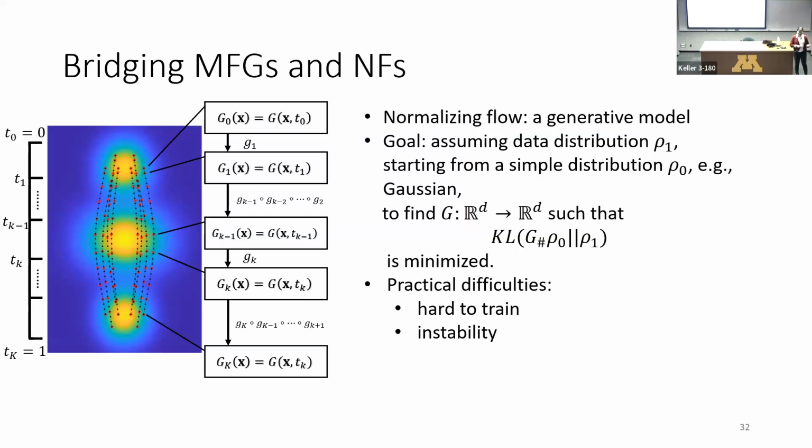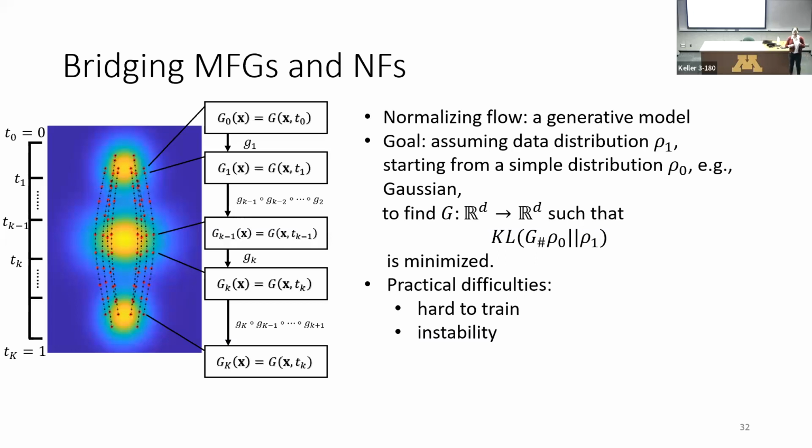So as I promised you, I will talk about some connection between mean-field games and normalizing flows. So essentially, normalizing flow is a generative model. The goal is you give me the data distribution ρ1 and give me the simple distribution ρ0. You want me to find the mapping G that can push my simple distribution as close as possible to my data distribution.